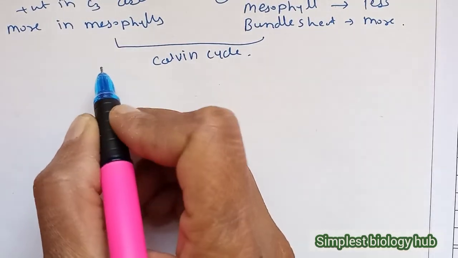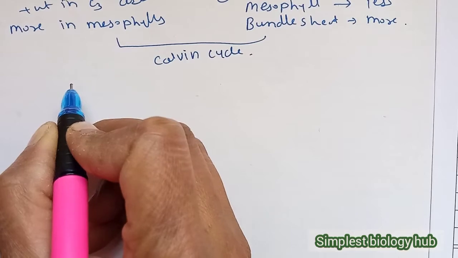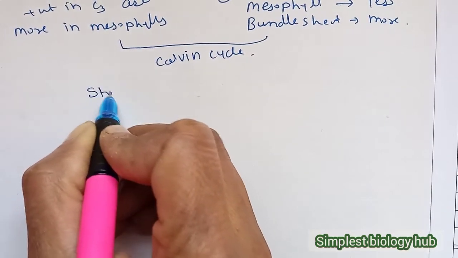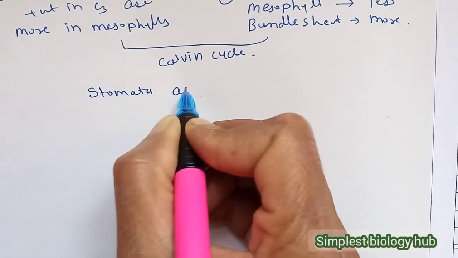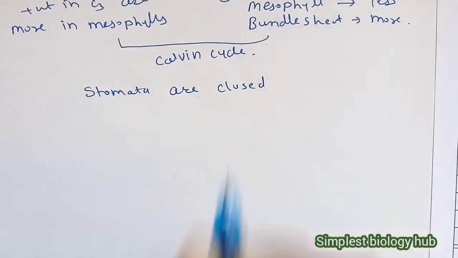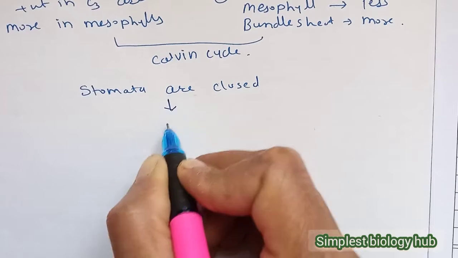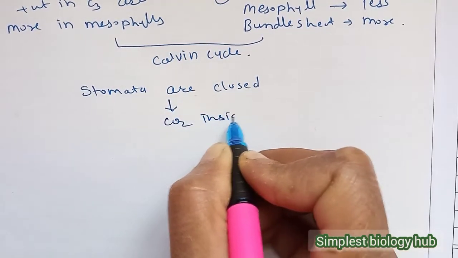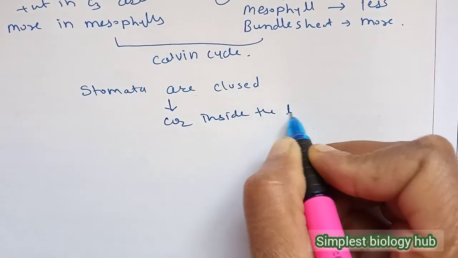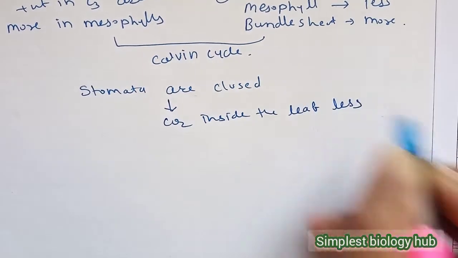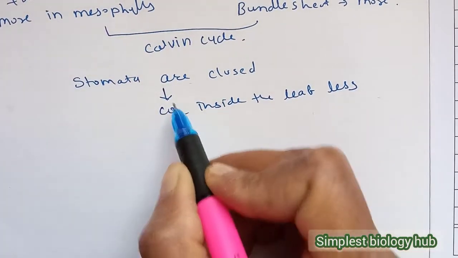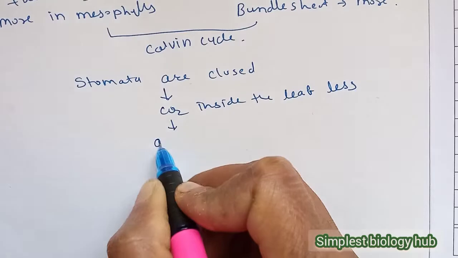One important thing to keep in your mind is that in dry regions, the stomata are closed most of the time. So the concentration of CO2 inside the leaf is less, and that lower concentration of CO2 affects the photosynthesis.